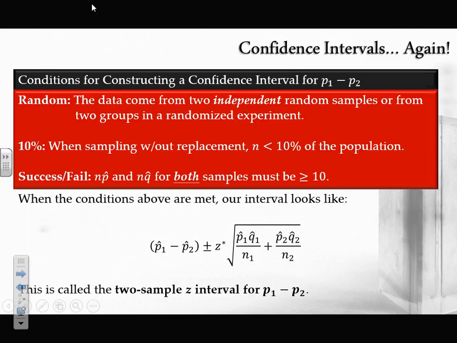Okay? Now, when everything's met and we create this interval, we're creating what we call a two-sample z interval. So we had two samples to work with, z, because we worked with proportions. And then we created an interval for the true difference between p1 and p2. So we use the sample values to create an interval that hopefully captures the true difference of the actual proportions. Okay?